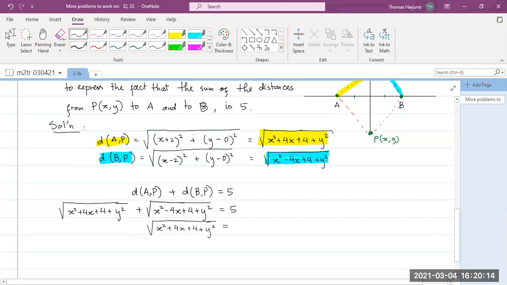I basically move the, so this is the yellow one. And this is the blue one. Okay, now I move the blue one to the other side, so 5 minus square root of x squared minus 4x plus 4 plus y squared. The purpose is once I isolate one of the radicals, I will square both sides.